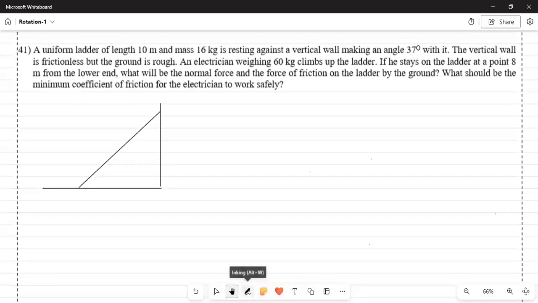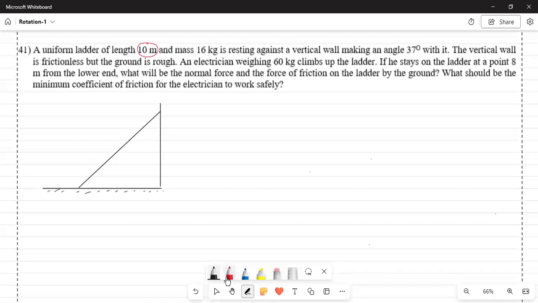Now let's try this problem of 41 of your textbook. This problem says that a uniform ladder of length 10 meter. I've already shown a diagram. This is a ladder. This is the ground.